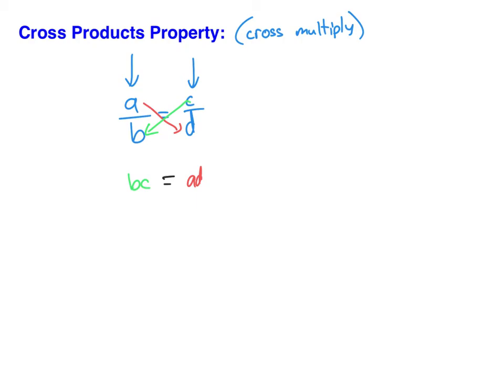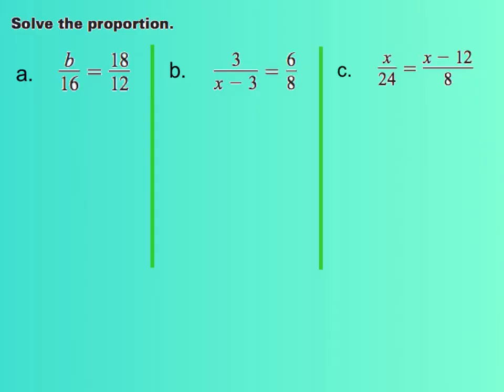Let's practice this too. So I've set up 3 proportions for you here. And we are going to cross multiply on all of them. So I multiply there and I multiply there. All right, and you can write it either way. You could write it 12b, that's what 12 times b is, and then 16 times 18 is 288. And now I simply solve for b, divide by 12, and b is equal to 24.